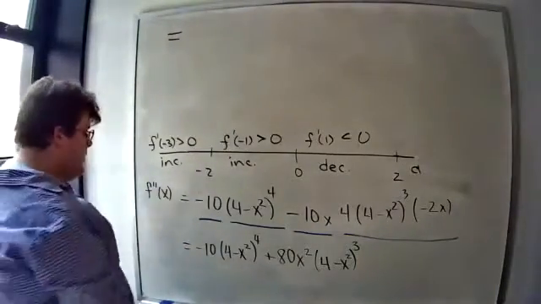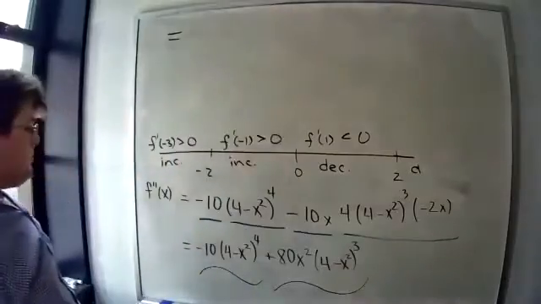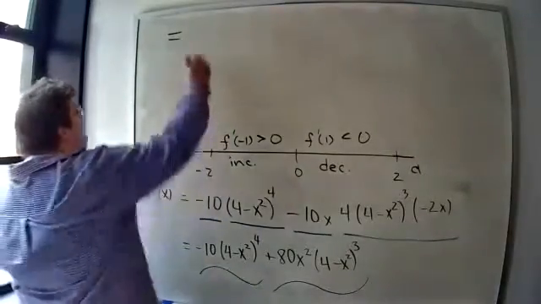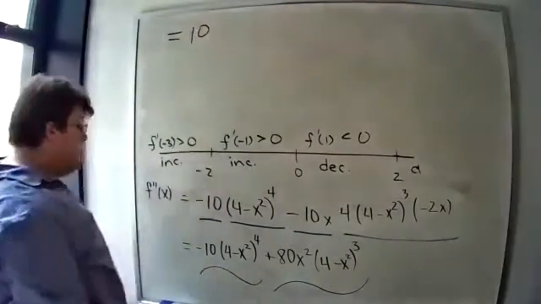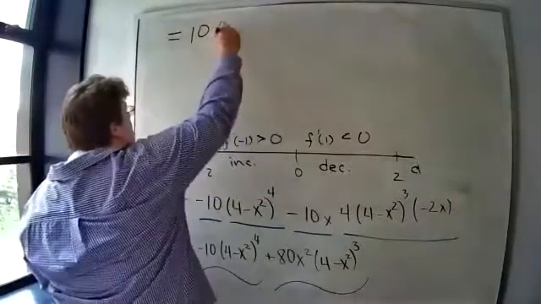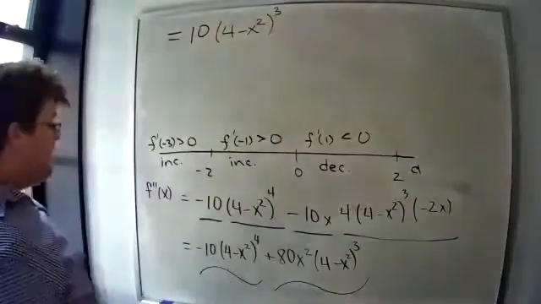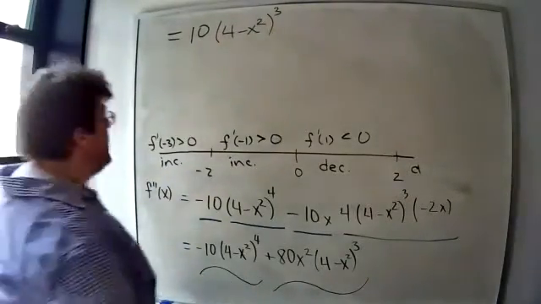So how can we factor this? Well, we have these two different pieces. What do they have in common? Well, they both have a 10. What else do they have in common? Well, they have 3 (4 minus x squared). So we can pull off a 10, we can pull off 3 (4 minus x squared).